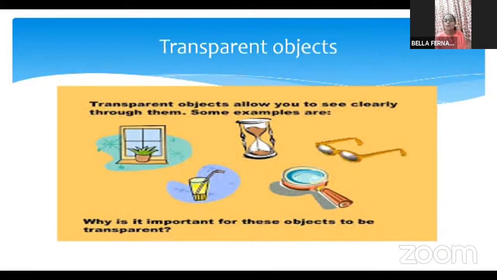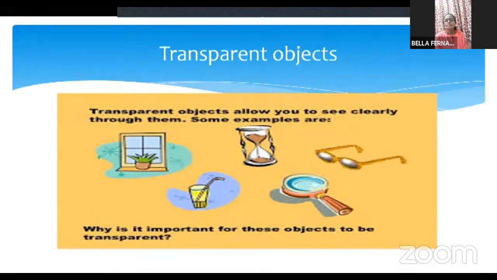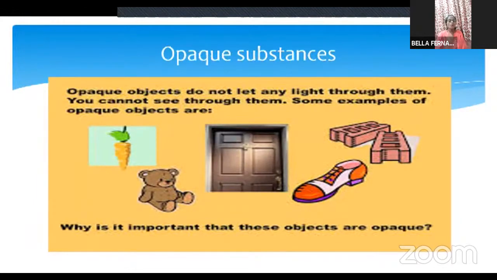Yes. Now we'll go to the new slide, children. Now this is opaque. Now I told you the opposite, the opposite of old is young. So the opposite of transparent is opaque, which the light cannot pass. We cannot see through the doors. We cannot see through carrot, teddy bear, shoes, and so on. So these things are known as opaque substances.